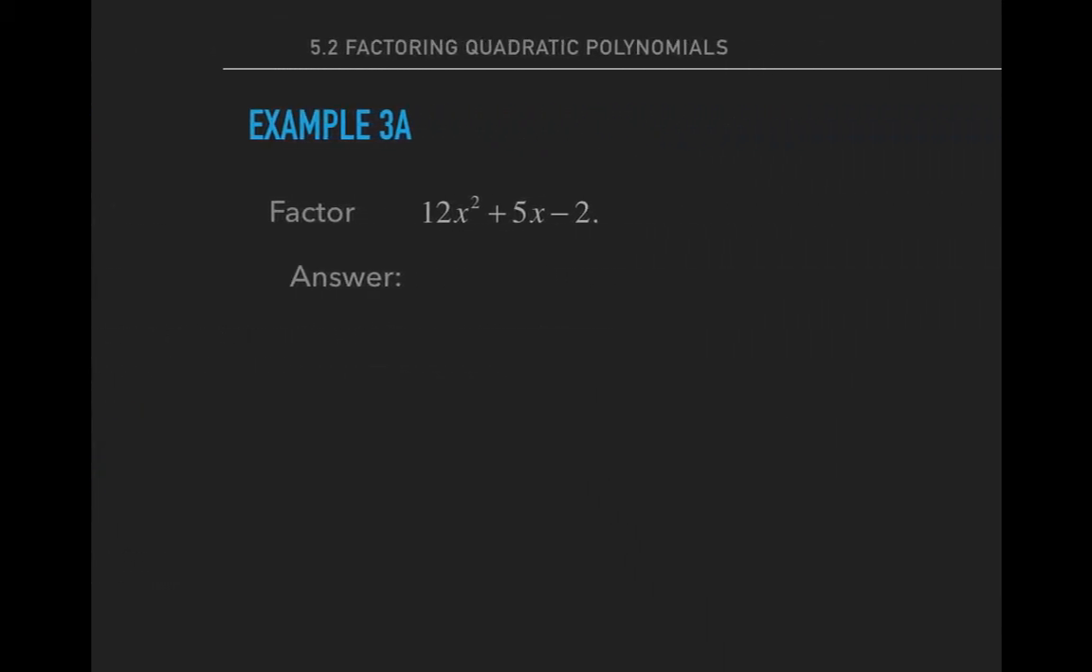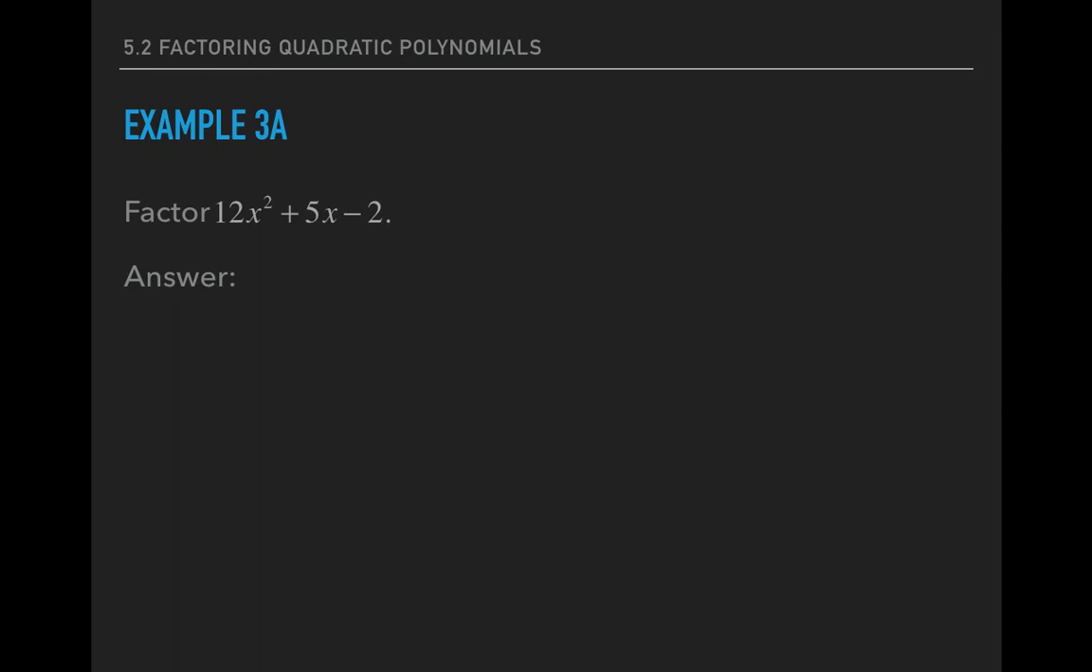Now I have something a little different here in this next example. It's different because that first coefficient, the value in front of your squared term, is not 1. In this case, it's 12. When you have this type of scenario, we have to take a slightly different approach, because it's not going to just be x plus or minus something and x plus or minus something. There's going to be values in front of your x terms in your binomials.